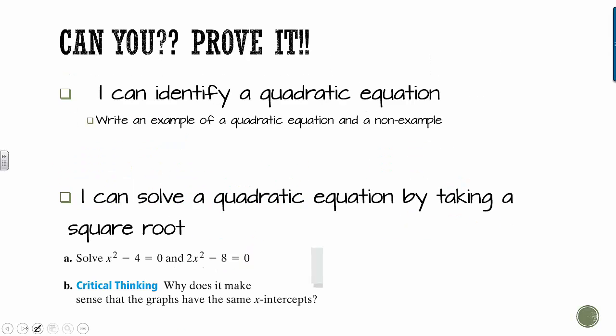So you should be able to identify a quadratic equation. I want you to give me an example of a quadratic equation and then give me a non-example. And then I want you to solve these two things and answer this question right here.